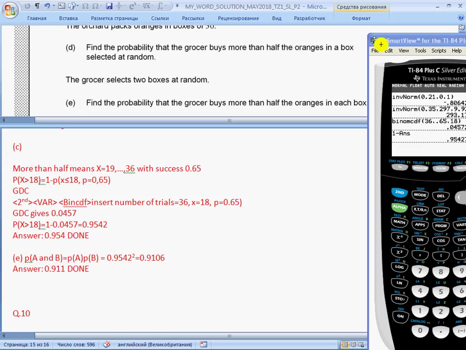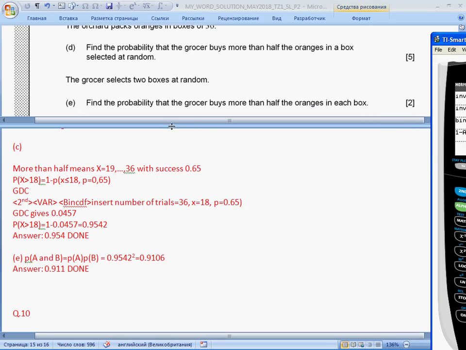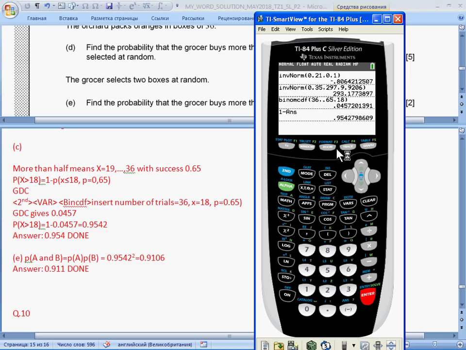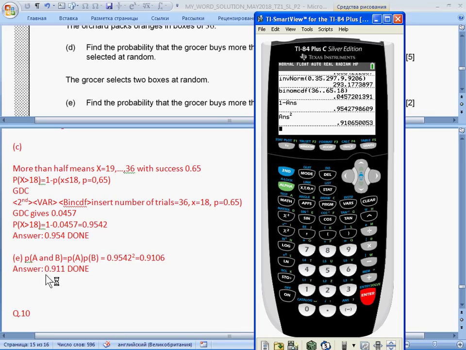The grocer selects two boxes at random. Find the probability that the grocer buys more than half of the oranges in each box. So the probability of two independent events is the product of probabilities. So we should actually take our answer and square it. Then we get this 0.911. So done.